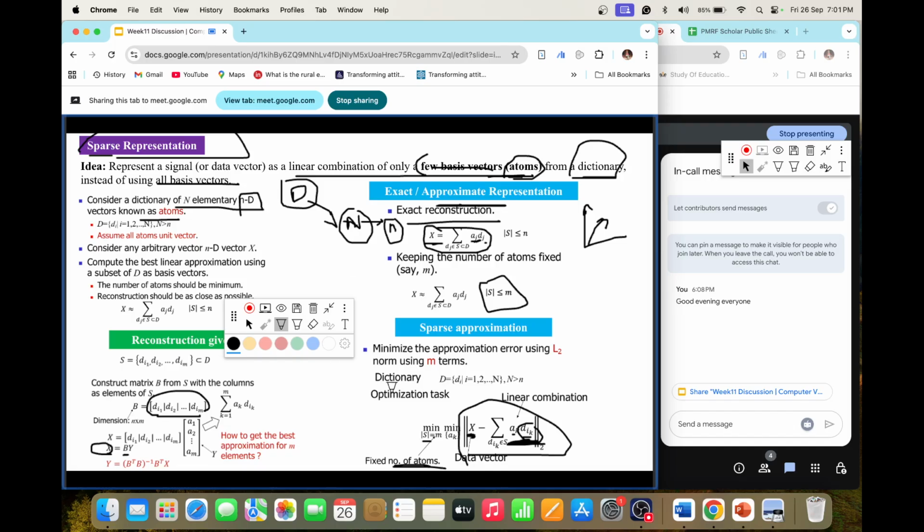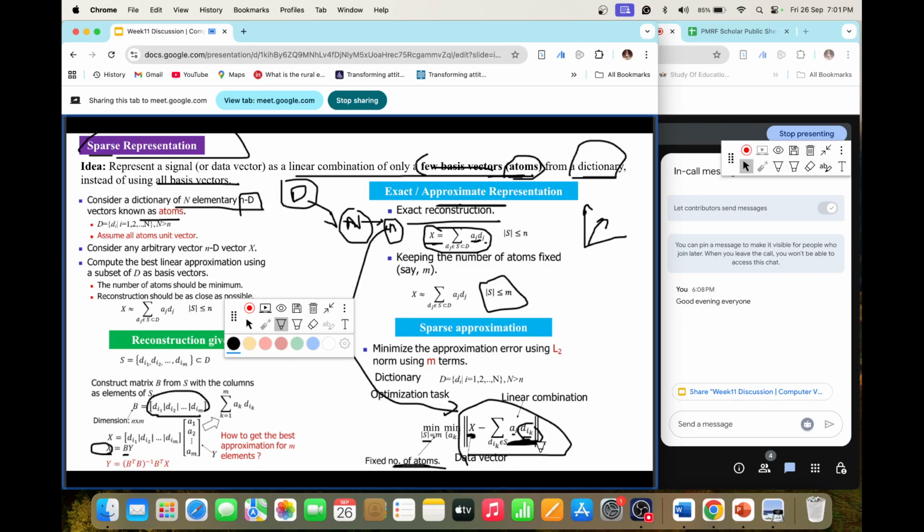But once we choose the small n, we have to ensure that the error or residue is as small as possible. This is the actual data point, that is the x vector, and this is the approximation, that is alpha i into di. That difference should be as small as possible.